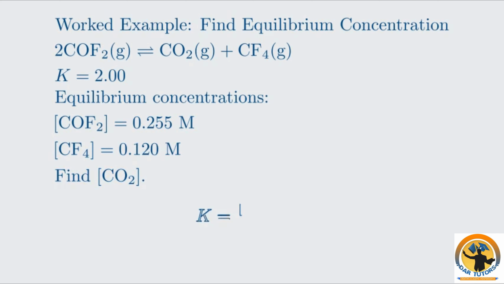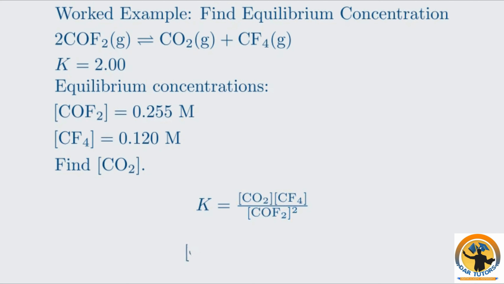First, write the equilibrium expression for K. It's the concentration of products, CO2 and CF4, divided by the concentration of the reactant, COF2 squared. Next, we rearrange the equation to solve for our target, the concentration of CO2. We get that the concentration of CO2 equals K times the concentration of COF2 squared, divided by the concentration of CF4.